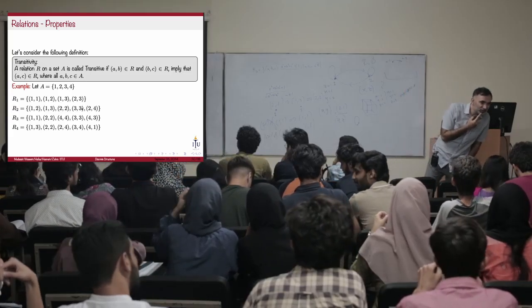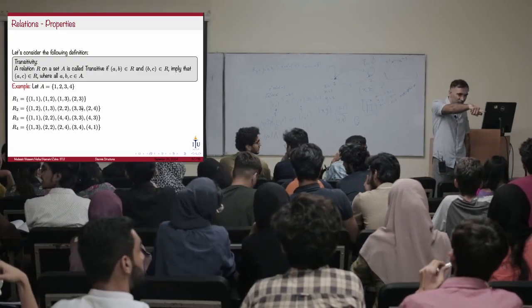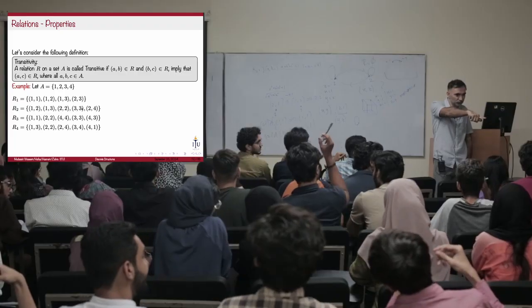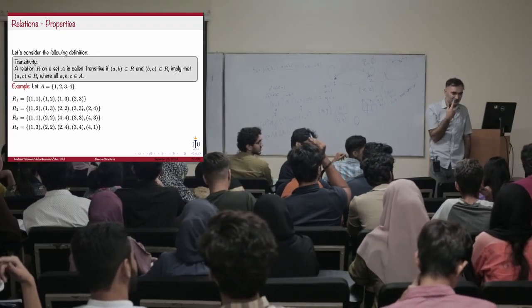Let me just make sure that your diagram is all right. Yeah, your diagram is all right. So you see, there is an arrow from 1 to 2. There's an arrow from 2 to 4, but there is no arrow from 1 to 4. Okay?